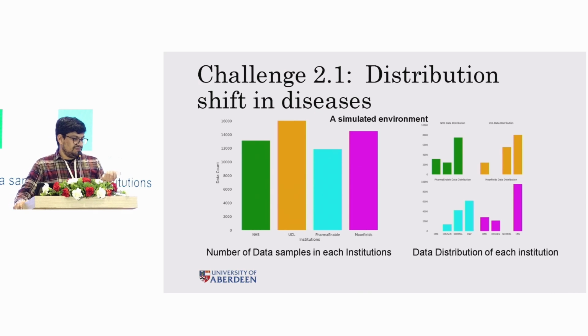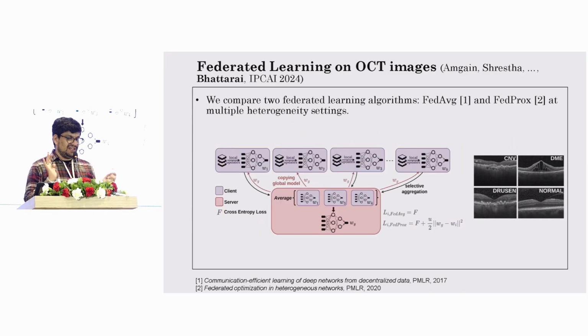If you see the number of data samples in each institution, these were collected at different institutions in the UK. There is NHS, UCL, Pharma Enable, and Moorfields, okay? And if you see the distribution of the diseases, it varies, meaning the ratio of patients in one institution is different from the other institutions. So simply aggregating them to train the model is not a good idea in this case, even if we do federated learning, okay?